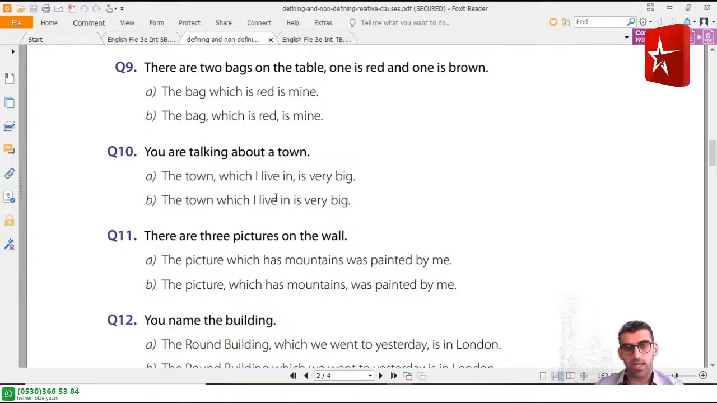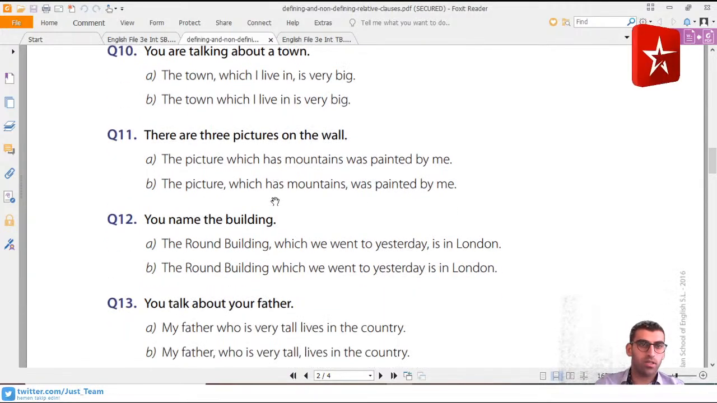Zayda says 11 is A. 3 pictures we are talking about. Yes, the correct answer is A for 11. And question 12. Yes, question 11 was A.